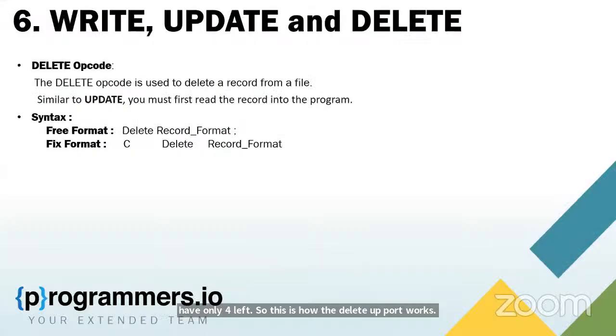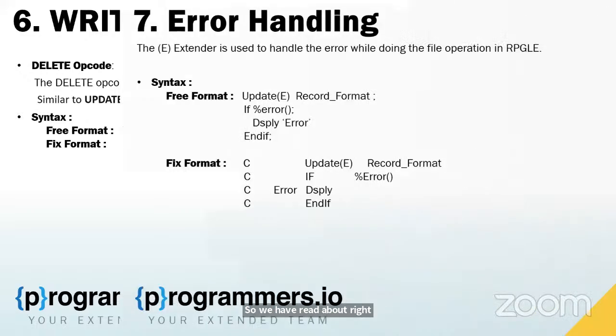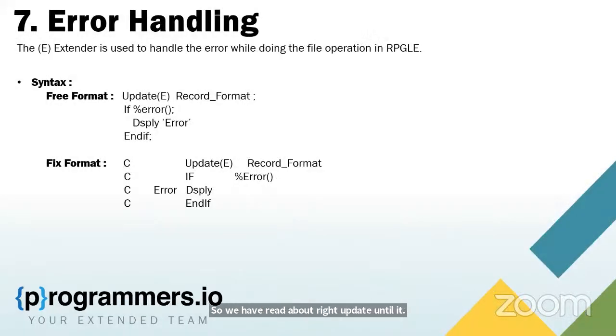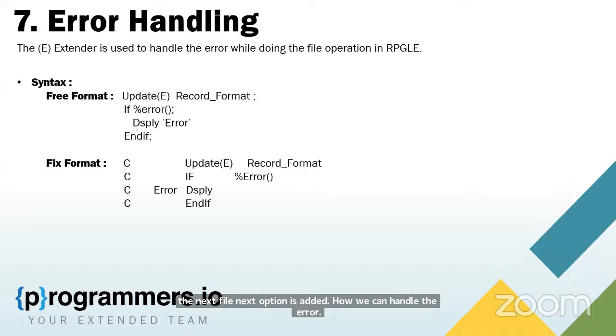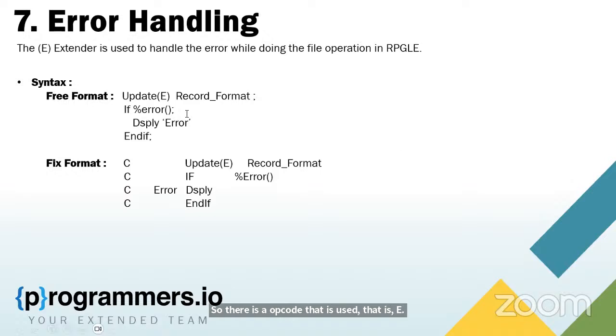So we have read about write, update, and delete. The next file option is error handling. How we can handle the error in our RPGLE program in file operations. There is an opcode extender used, that is E, placed just after our opcode name, in parentheses, with the E mentioned there. So let's see the example of error handling in our program.